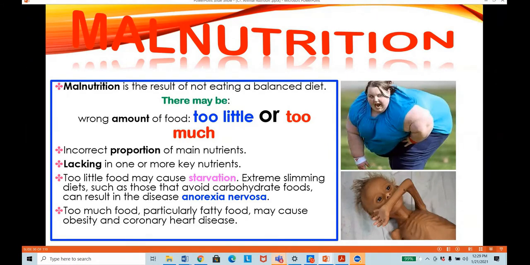Now, on the other hand, too much food, particularly the fatty food, like today's young generation is mostly obese. Why? Due to the consumption of, did we discuss this yesterday, ladies? Do let me know if we did already, because I teach two sections, so sometimes it might be a repetition. Did we discuss this yesterday or no? Jumana? No, right? Yeah, great.